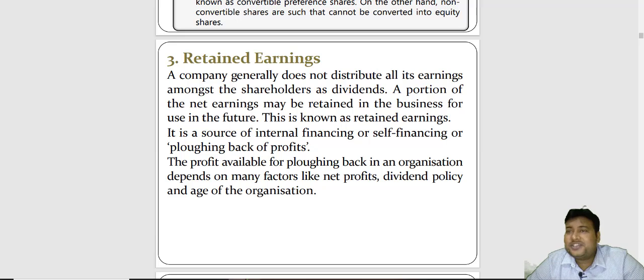In the last class, bacha, we had discussed the meaning of equity shares, the meaning of preference shares, advantage of equity shares, advantage of preference shares, the features of preference shares, features of equity shares. In today's class, we will discuss the retained earning. What is retained earning?